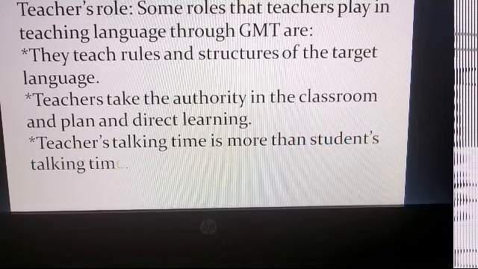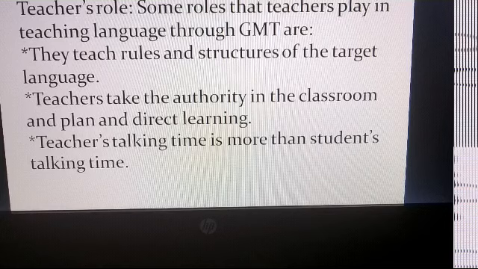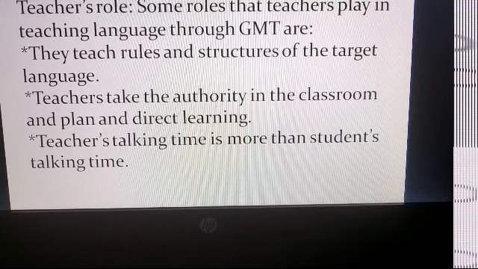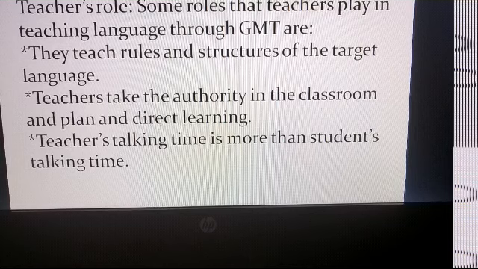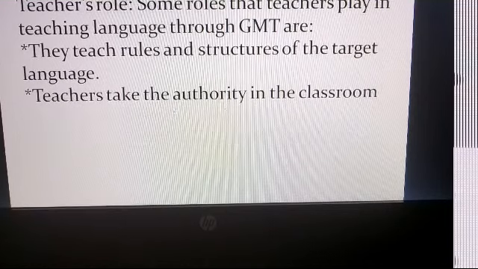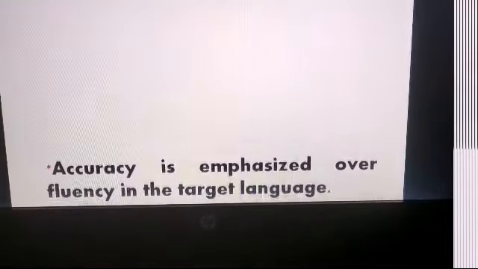Next, the teacher's talking time is more than the students' talking time. In the classroom, a teacher has to talk more than a student. That means a teacher is active and a student is passive here. Accuracy is emphasized over fluency in the target language.